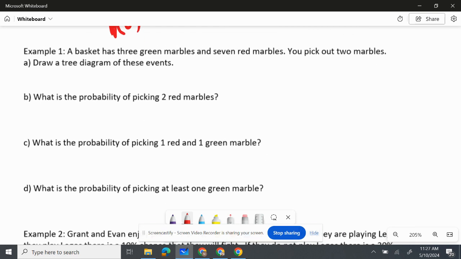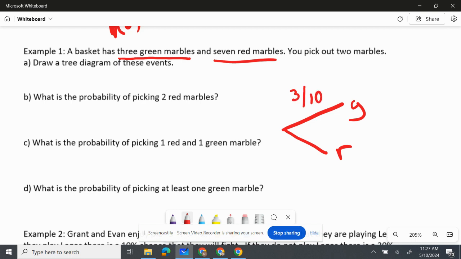So in this case, we have two different marbles. We have green marbles and we have red marbles, so we have two branches: green and red. The probability of getting a green marble would be 3 out of 10, because 3 plus 7 is 10. So the probability of picking a red marble would be 7 out of 10.